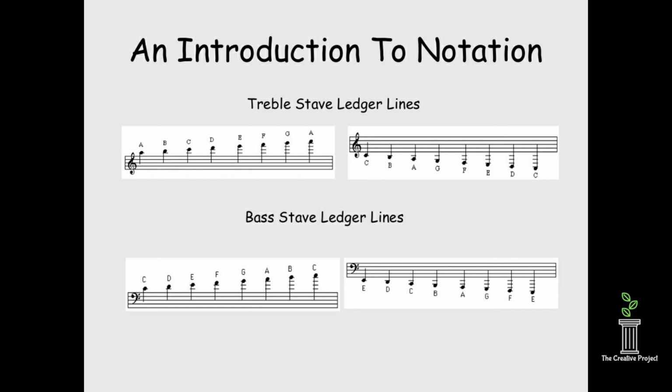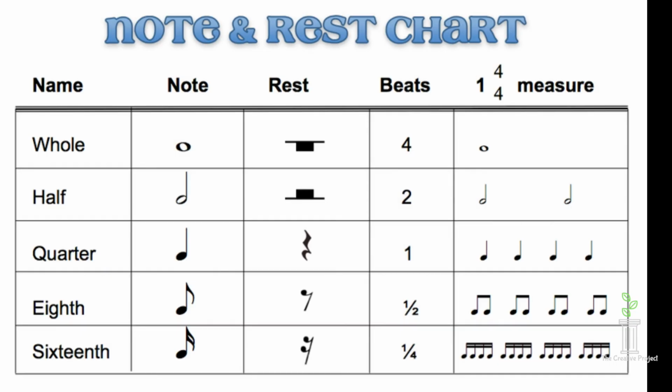Next, we are going to talk about note and rest charts. Here, the first sign given here is known as the whole note. Whole note represents 4 beats. So when this sign is given on a staff, that means it is a whole note, and a whole note has 4 beats. Next is half note. Half note has 2 beats.